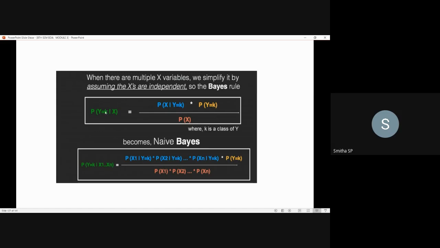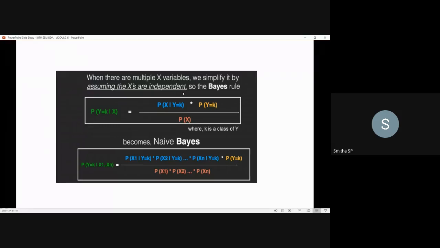Okay, so P of y equals k given x. This is the formula you can see for the Bayes rule. Next, by making the x variables independent, we will get the naive Bayes rule. That's what they have said here. When there are multiple x variables, we simplify it by assuming the x are independent.